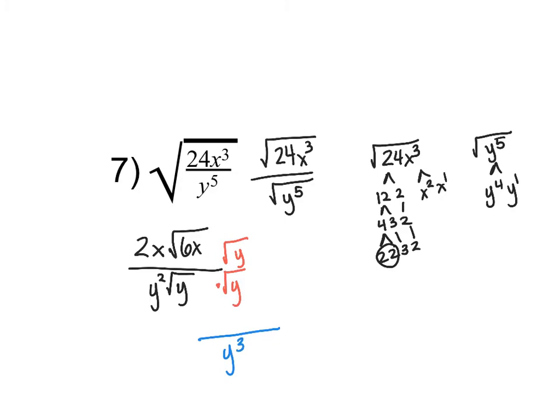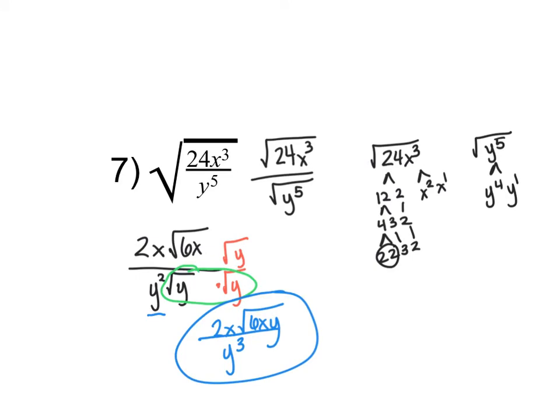Now again, it's y to the 3rd because you have this y squared and then this y that you take out as y to the 1. On the top, we're going to have 2x square root of 6xy. Final answer.